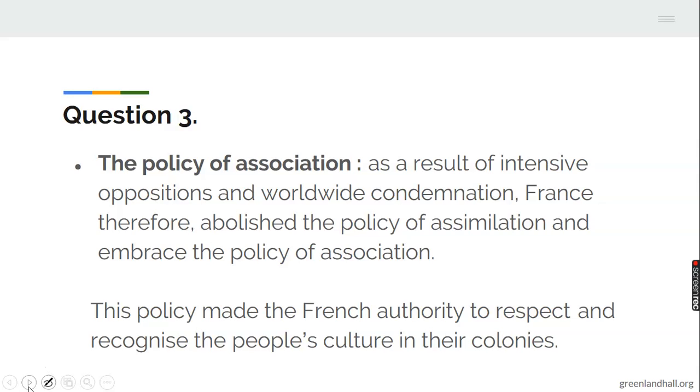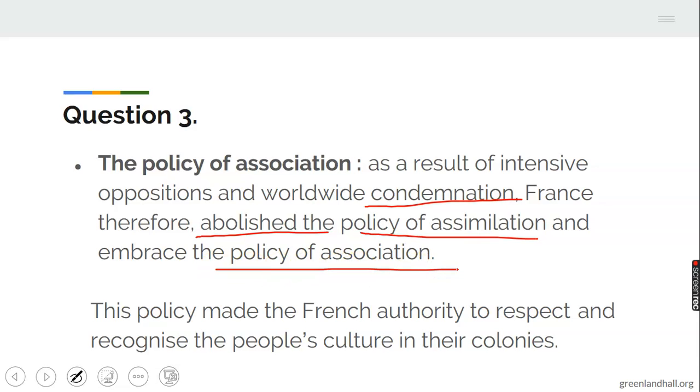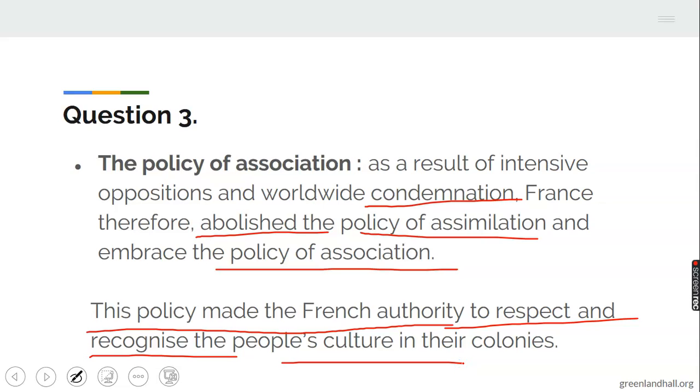Continuation of question 3. The policy of association. As a result of intensive opposition and worldwide condemnation, France abolished the policy of assimilation and embraced the policy of association. This policy made the French authority respect and recognize the people's culture in the territories they colonized at that time.